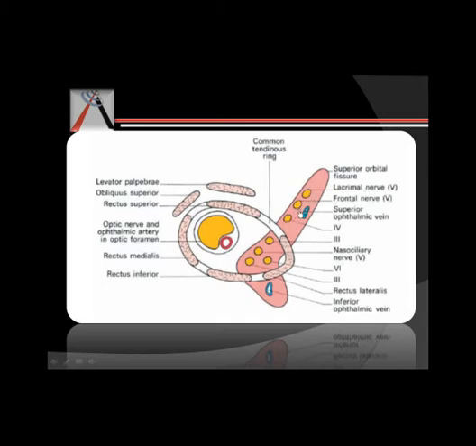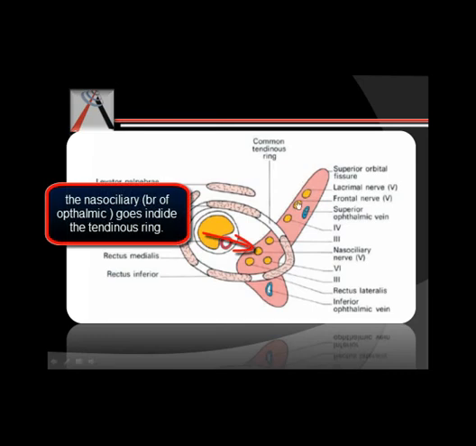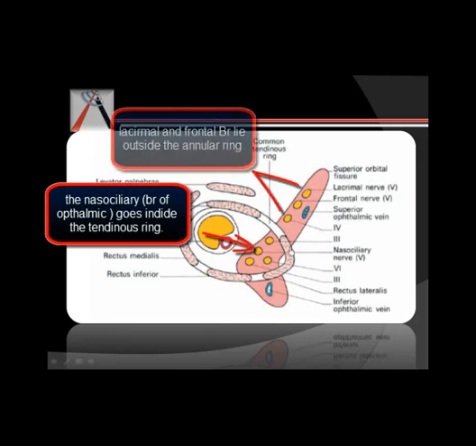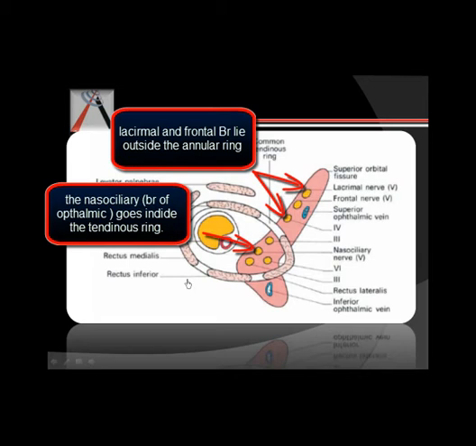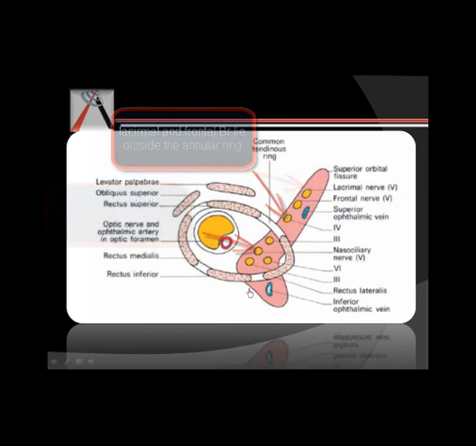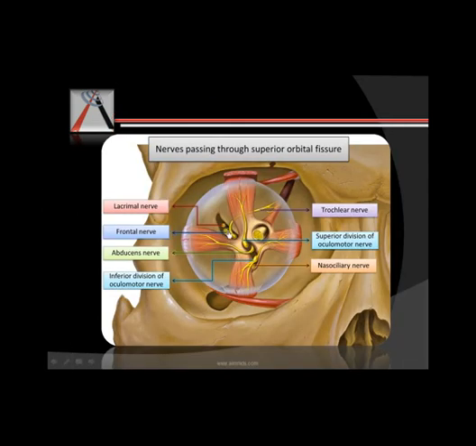frontal nerve. So you can see that the ophthalmic nerve divides into its branches before it enters the superior orbital fissure. One more point to be noted here is about the position of these branches related to the annular ring or the common tendinous ring. These branches lie outside or lateral to the tendinous ring. Here again we can see the position of the branches of the ophthalmic nerve. This is the lacrimal nerve and this is the frontal nerve.